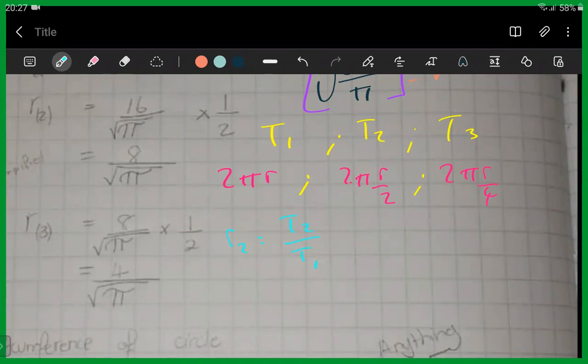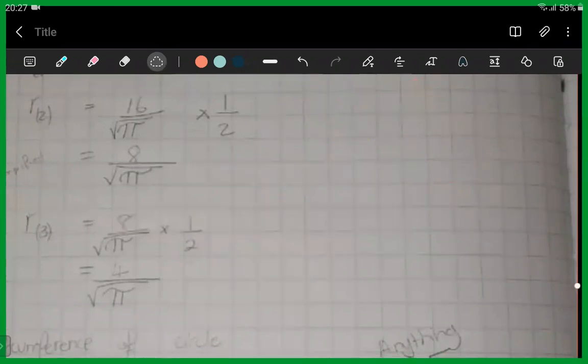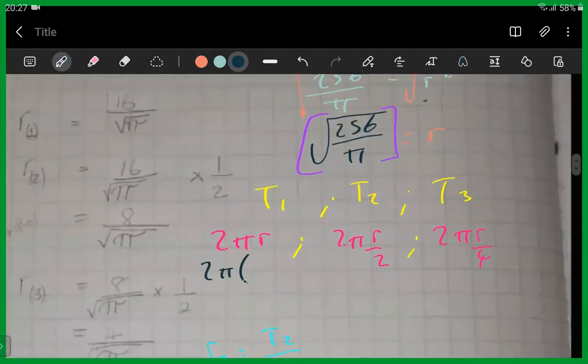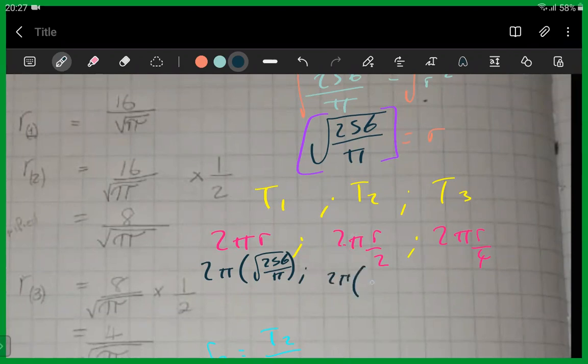Yes, it is correct. So the first term, well, let's just put in figures inside this formula. We would put in the 2 pi with R, which is 256 over pi. Here we would put in 2 pi square root 256 over pi, the whole thing over 2, right?